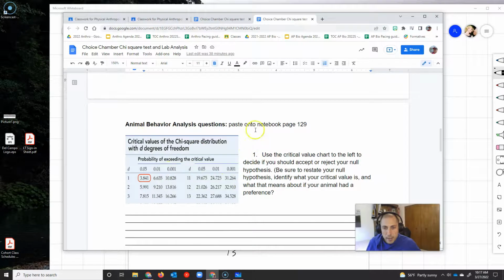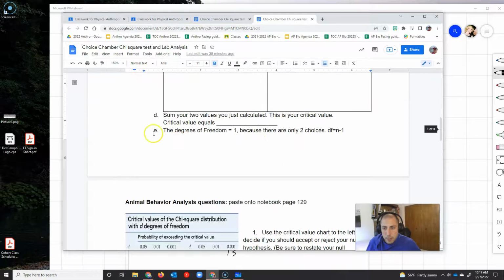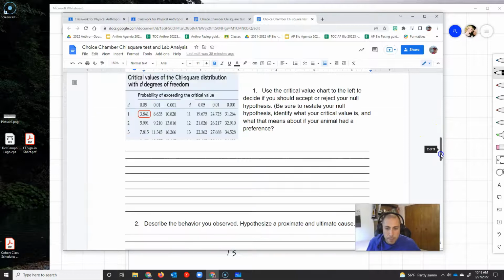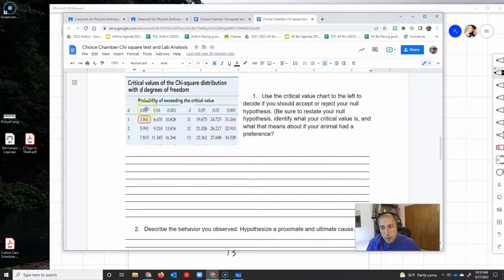And so we had, as you saw above, the degree of freedom equals 1 because there are only two choices, and degrees of freedom equals the number of choices minus 1. So 2 minus 1 equals 1. And we always want to use the 0.05 probability. We want to be 95% sure. So we're looking at what's circled right there, 3.841.